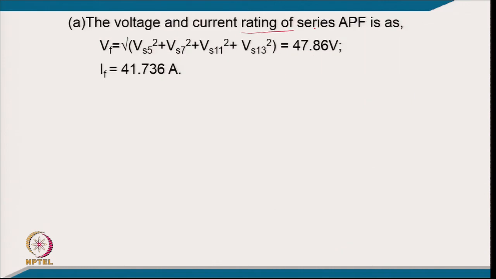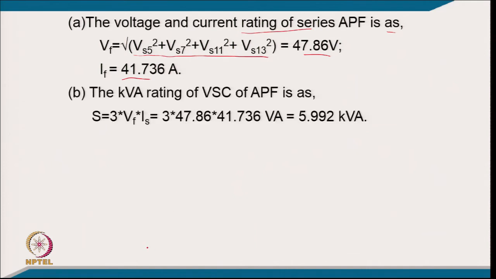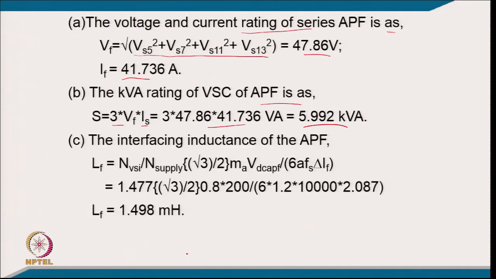So, for the voltage and current rating of the series active filter, the total voltage RMS value will be 14.86 volt, and the filter current is the same as the load current, 41.736 ampere. So, the kVA rating of the series active filter will be 3 into Vs into Is. Putting the values, it comes to 5.992 kVA, and the interfacing inductance we get from this relation, from the turns ratio and the ripple current.